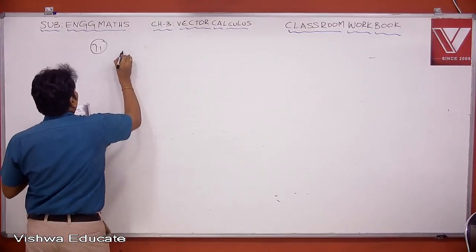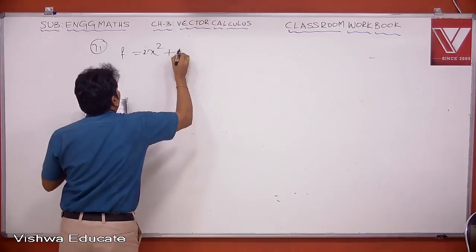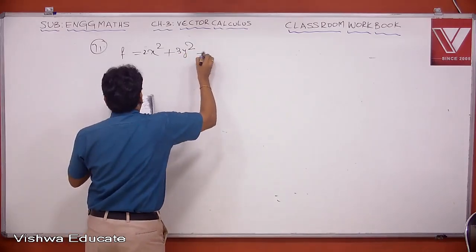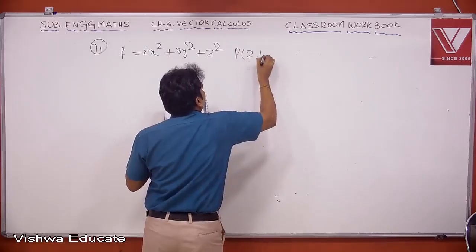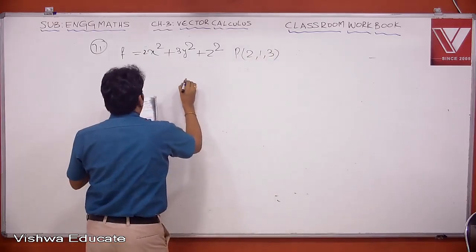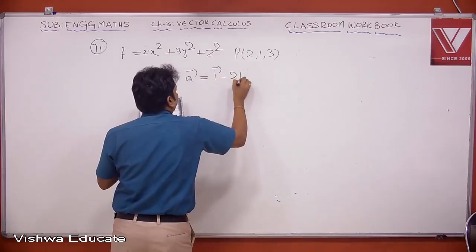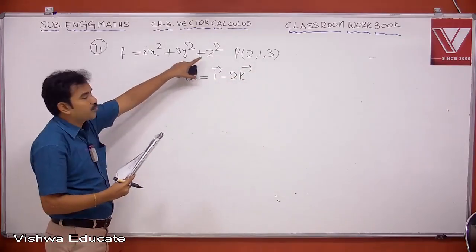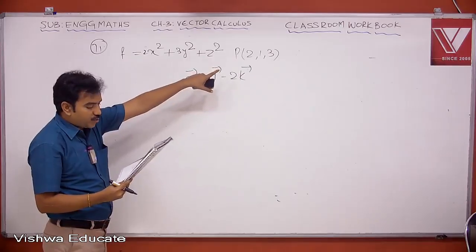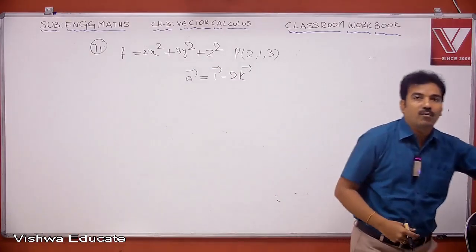The directional derivative of f equal to 2x square plus 3y square plus z square at the point P (2, 1, 3) in the direction of a bar equal to i bar minus 2k bar. So what is my scalar? 2x square plus 3y square plus z square. P is (2, 1, 3), a bar is i bar minus 2k bar. So it's a very straightforward question.